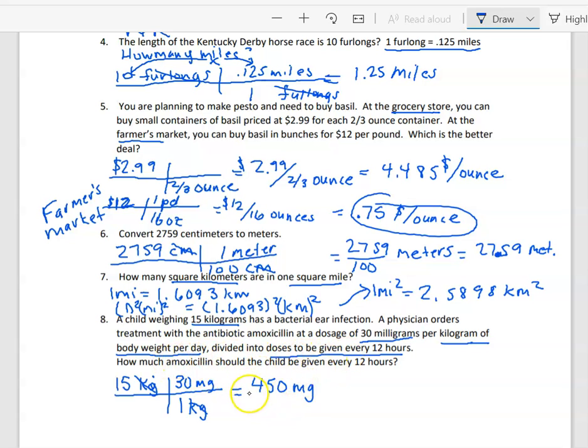Okay, now that is how much we need to give them for the whole day. But the final question says, how much amoxicillin should the child be given every 12 hours? Well, that's just 1 dose. We're going to take this that should be given the whole day and divide it into 2 doses. So 450 divided by 2 is 225 milligrams per dose. So they would get this dose twice a day.